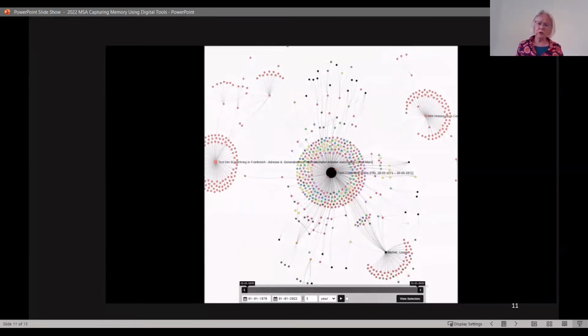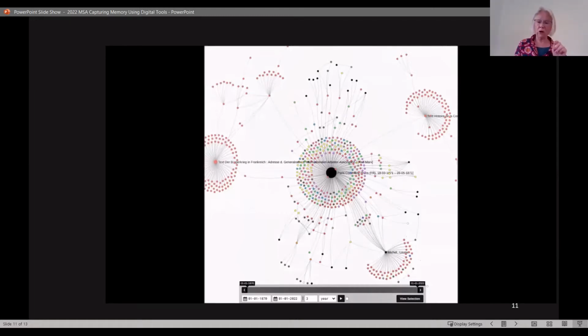Secondly, I think it could be used in the future to develop more fully an actor network approach to memory, which would allow us not just to look at the relationship between carriers, but also the relationship between people, and between people and carriers. I just illustrate that with one slide.